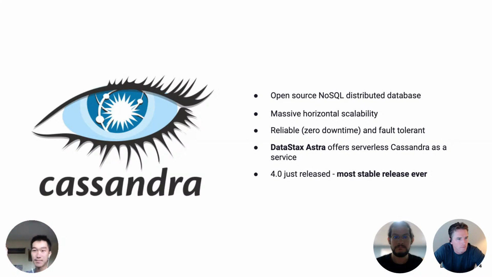So Cassandra, just to recap, is an open source, NoSQL distributed database. Because it's distributed, the data is replicated across many nodes, so it has massive horizontal scalability. It's extremely reliable and also very fault tolerant. So if you're building really large applications, Cassandra is a great choice because it can make sure your data is always available and really easy to access.